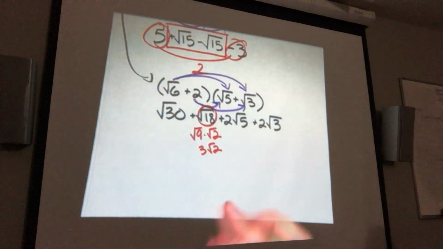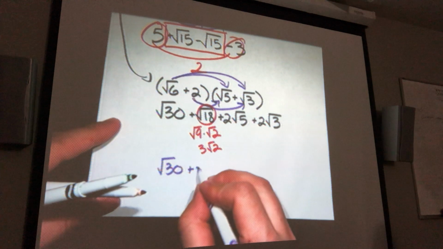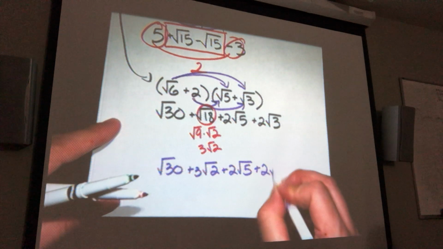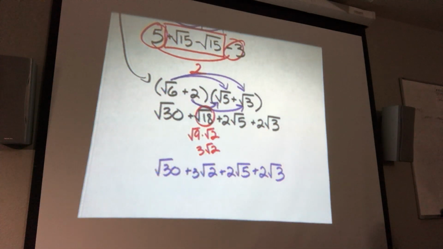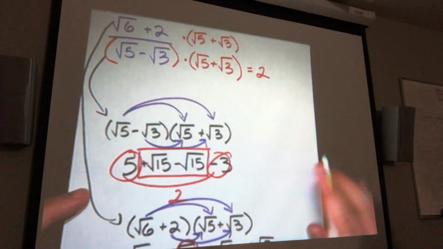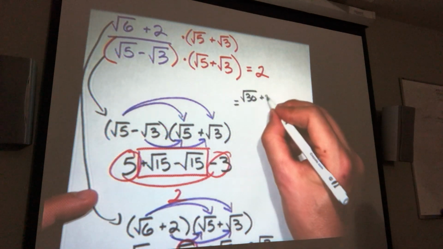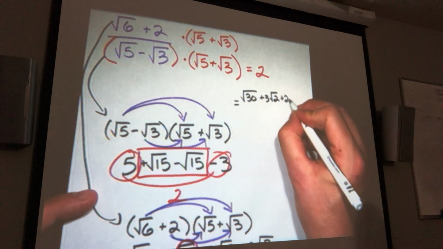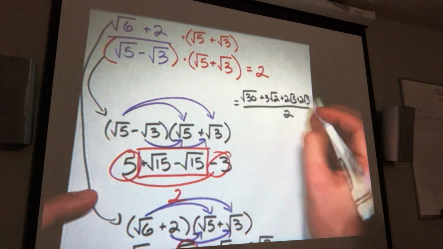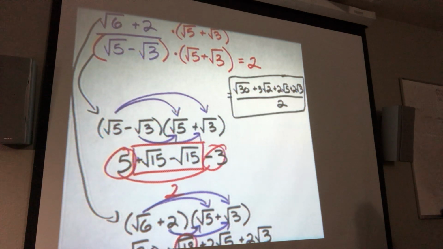So this mess right here, square root 30 plus 3 root 2 plus 2 root 5 plus 2 root 3 is the numerator. Over 2. So here's my answer. Holy cow. Square root 30 plus 3 root 2 plus 2 root 5 plus 2 root 3 over 2. That's the answer. What could be easier?